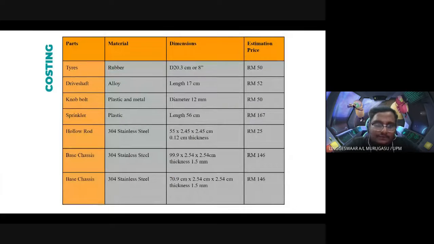Next, I'm going to discuss the costing. For the costing, we divided it into certain parts. First, the tire, drive shaft, knob shaft, sprinkler, hollow rod, and base chassis. The base chassis is divided into two, with different thickness and different dimensions.